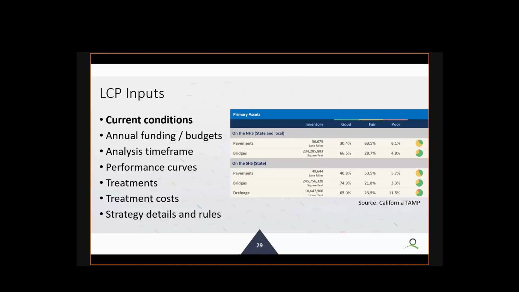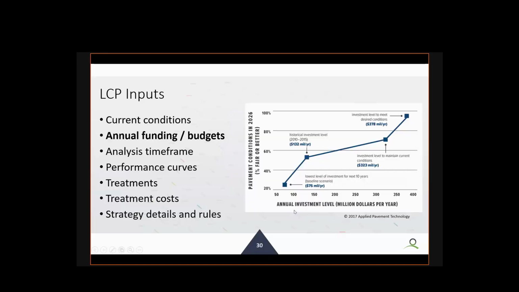Here's a clip from the TAMP. And I think this was presented to you in an earlier workshop where they laid out what are your pavement and bridge assets in each MPO area, and what condition are they currently in. Next slide.